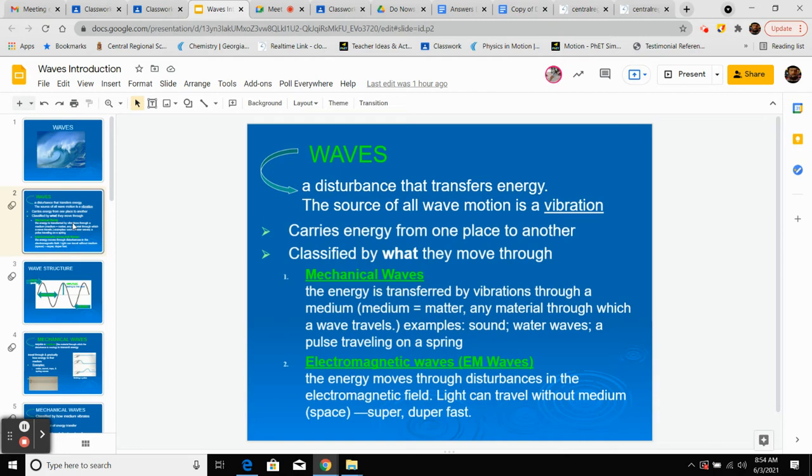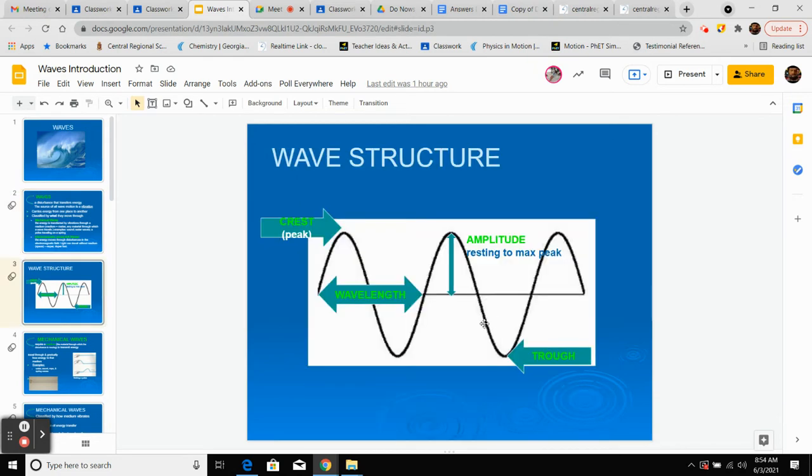So that first domino is not the one that reaches your ear. It's the one that's right next to you. Mechanical waves require a medium to go through. A medium can be solid, liquid, or gas. We have sound waves, water waves, spring or slinky waves, rope waves. Electromagnetic waves can travel without a medium, so through space, and they move wicked fast.